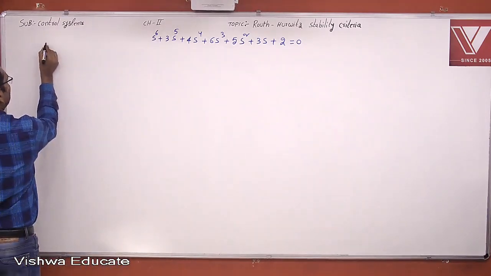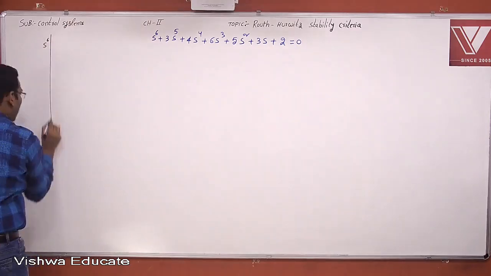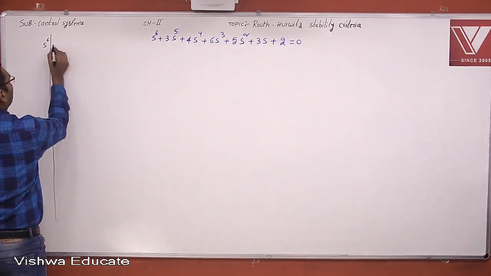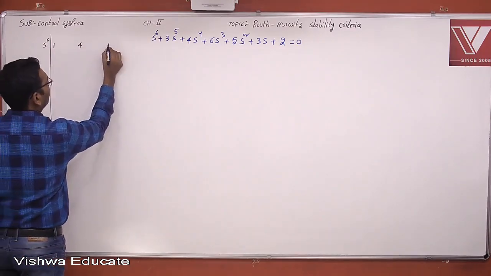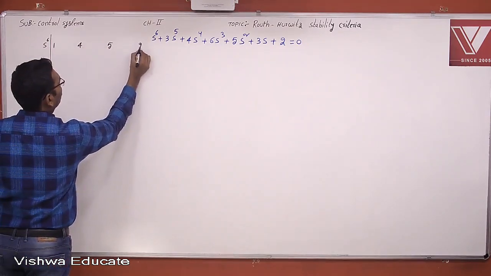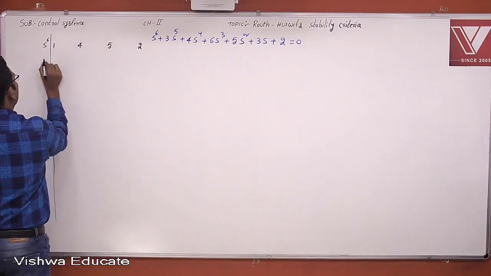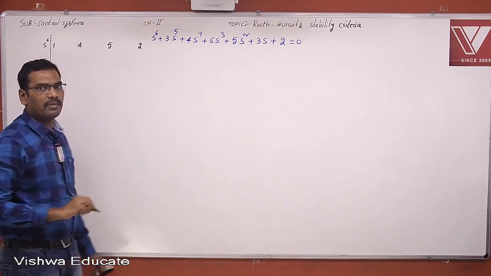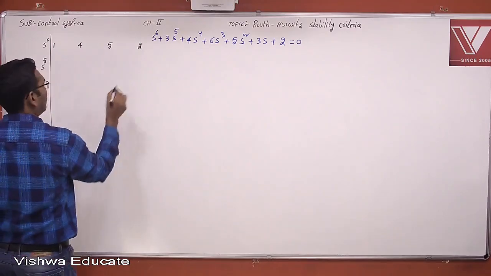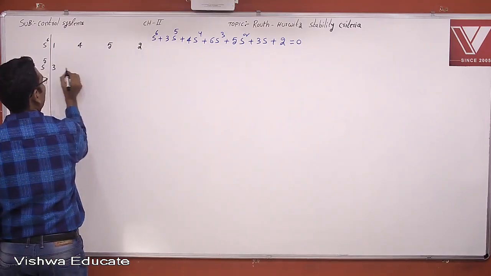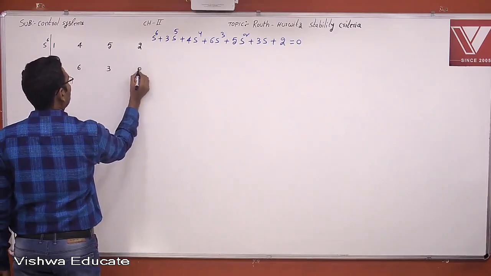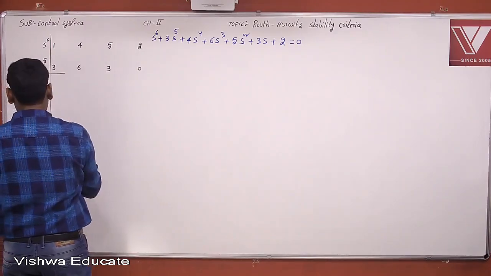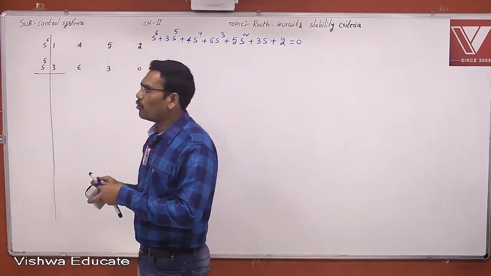Now s power 6 is an odd power. Write all the odd power quotients, even power. Write all the even power quotients: 1, 4, 5, 2. Now s power 5 is nothing but an odd power. Write all the odd power quotients: 3, 6, 3, 0. Now from the third row onwards we need to find the quotients.